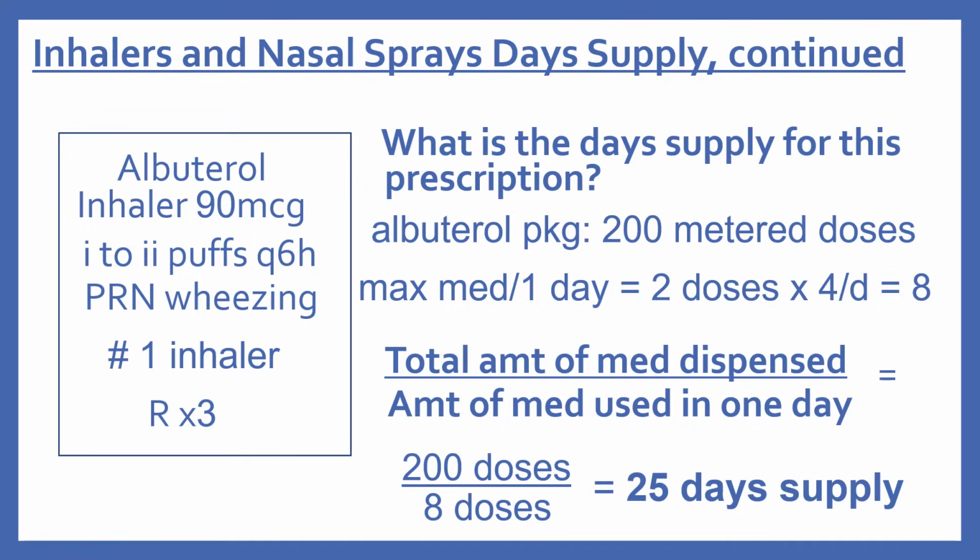You have 24 hours in a day, divided by 6 hours will give us 4 times a day it could be used. So 2 times 4 would give us 8, a maximum of 8 doses per day. And we know from our package that it's 200 metered doses. So now we'll just do our calculation of the total amount of medication dispensed divided by the amount of medication used in 1 day. So we have 200 divided by 8, and that gives us a 25-day supply.